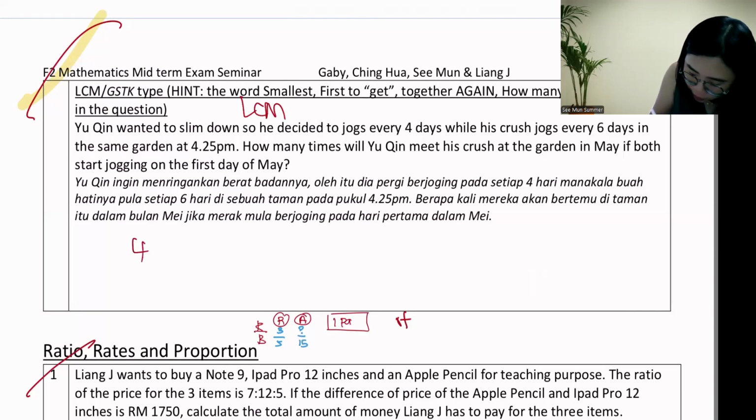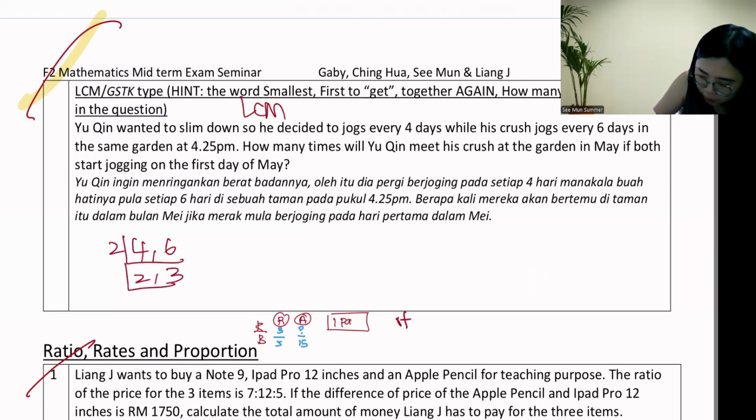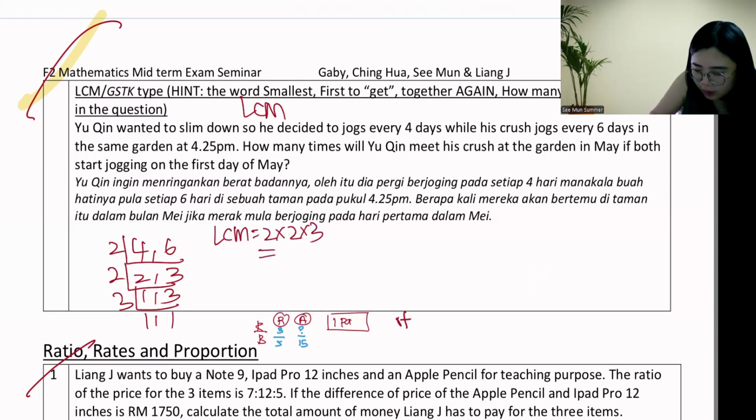Very simple. 4 days and 6 days. When will they meet? Remember, for LCM we divide them until 1. So 2, 2, 3, and then 2, 1, 3, and then 3, 1, 1, 1. So they meet up every how many days? LCM is 2 times 2 times 3, which is 12. Correct? They meet every 12 days.